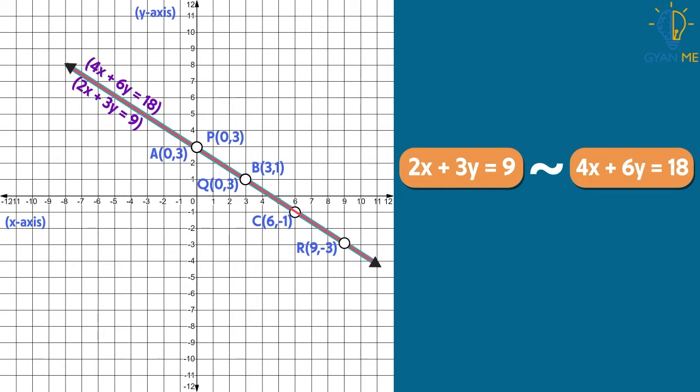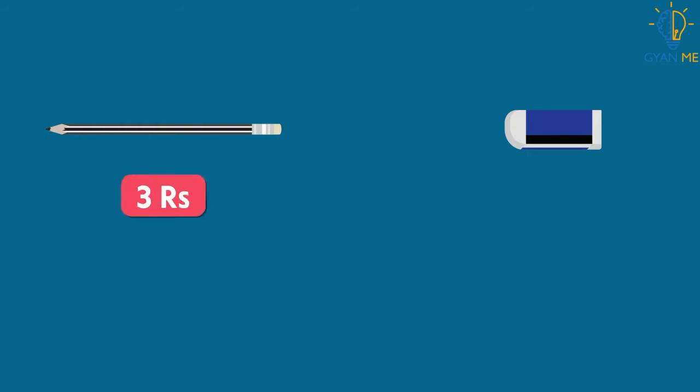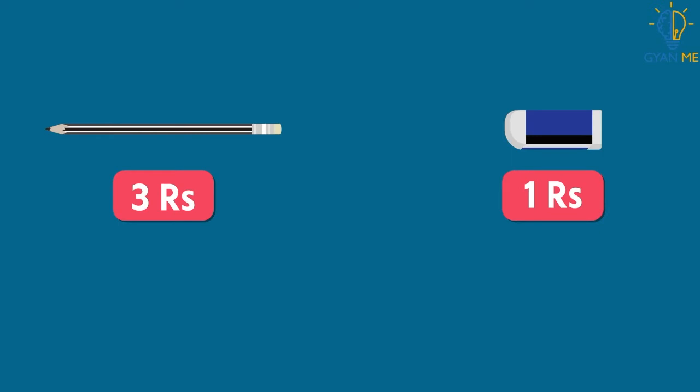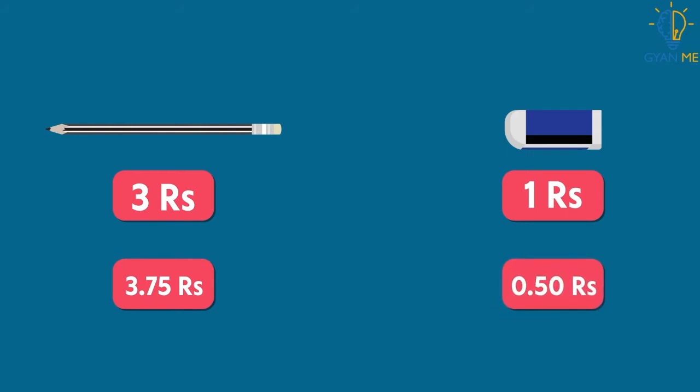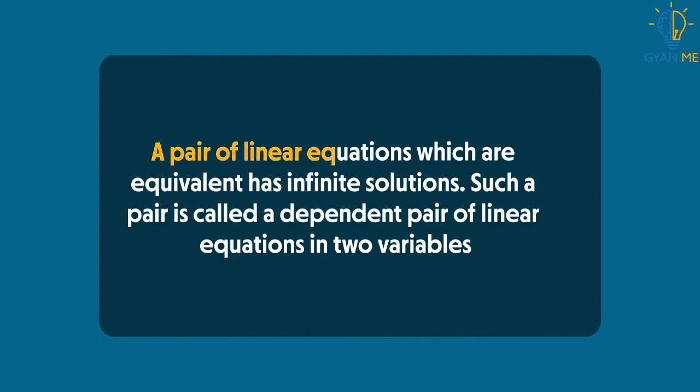solutions. From the graph, we see that any point on the line gives us a possible cost of each pencil and eraser. For instance, each pencil and eraser can cost ₹3 and ₹1 respectively, or each pencil can cost ₹3.75 and eraser can cost ₹0.50 and so on. A pair of linear equations which are equivalent has infinite solutions. Such a pair is called a dependent pair of linear equations in two variables.